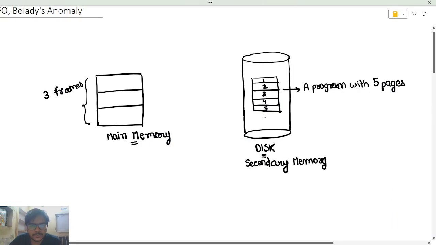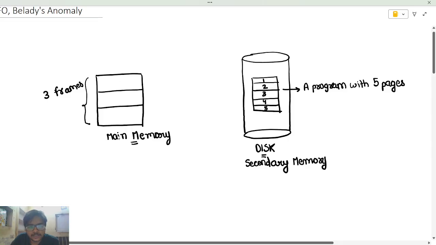Hi, so we'll be learning about page replacement policies in operating system. As you can see here, this is your secondary memory and a program is there with 5 pages, and there is a main memory which has a capacity to accommodate only 3 pages at a time. So that means it has 3 frames. Now as we have already studied, a larger program may not be able to entirely load into the main memory at once. As you can see, not all 5 pages can be loaded at once.